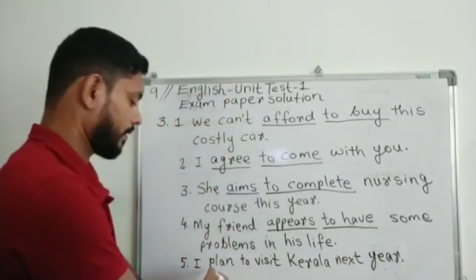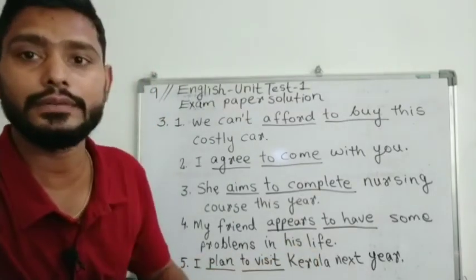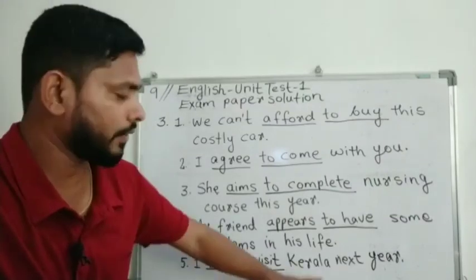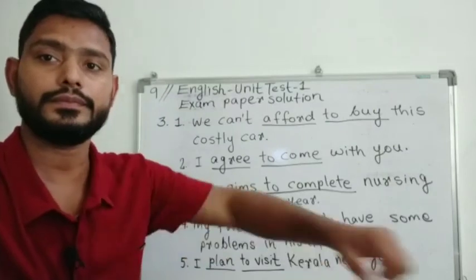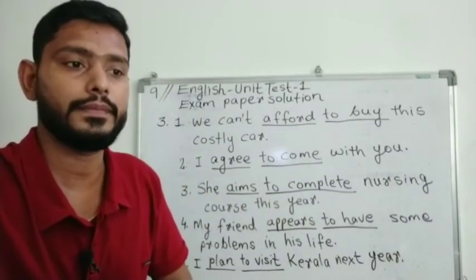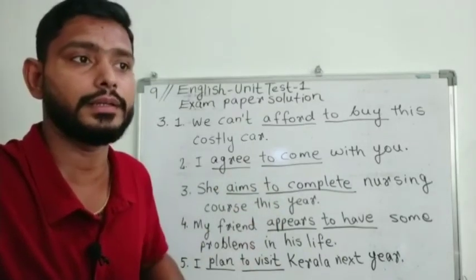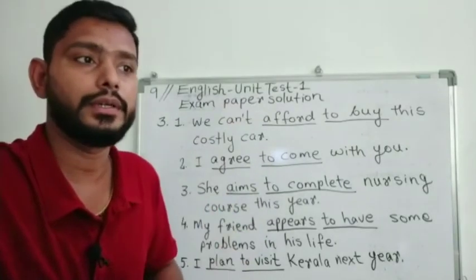and what is the verb here? Plan, and infinitive to visit. Okay, so this is very, very clear for you. I plan to visit Kerala next year, and you can change the name of the place as you wish. Just copy down these example model sentences to your exam paper solution notebook.